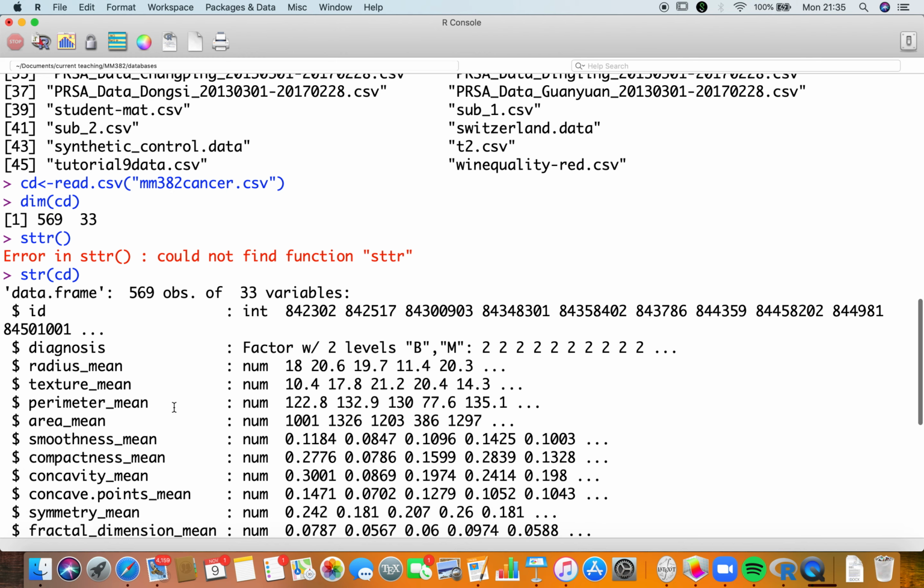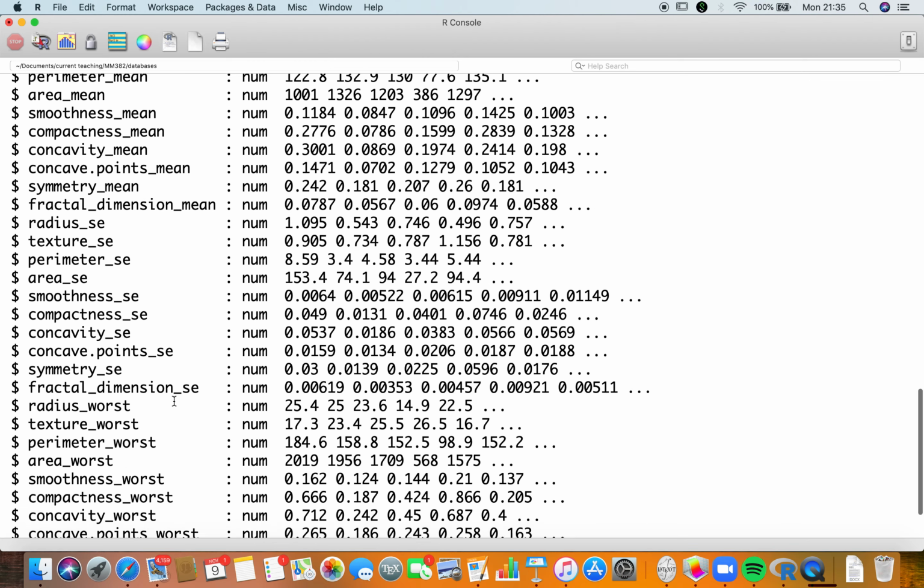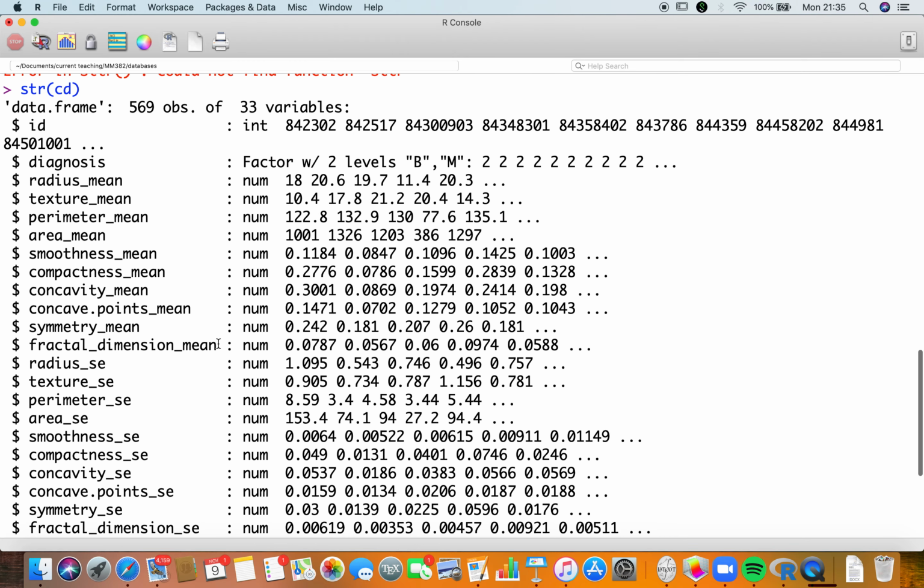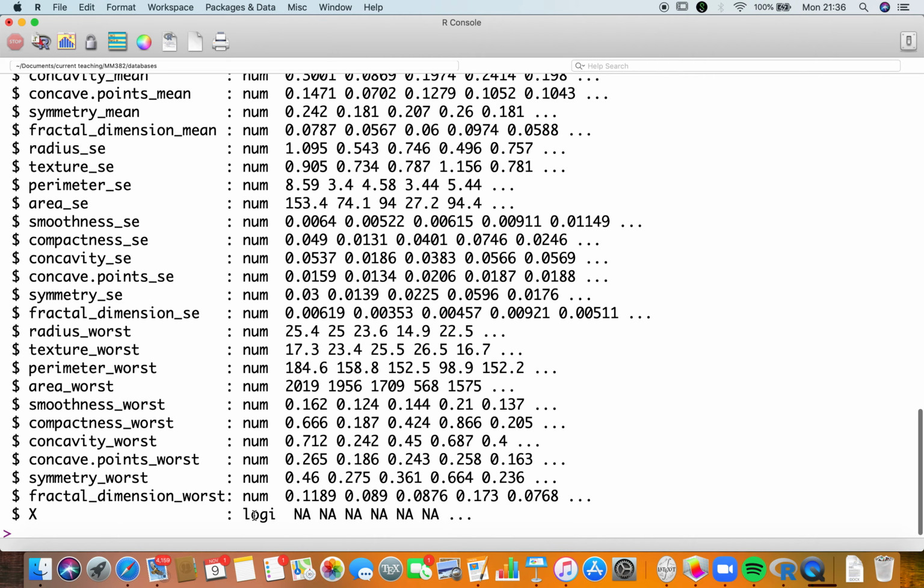And you see here, guys, look, there's numerical data, and there are things called factors as well, and integers as well. But the factor is a categorical variable. There's two levels, B and M, whatever they are. Okay. So it's the numerical data that we're interested in.